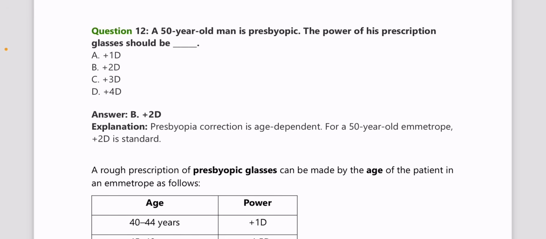Next, a 50-year-old man is presbyopic. The power of his prescription glasses should be, answer is +2 diopter.